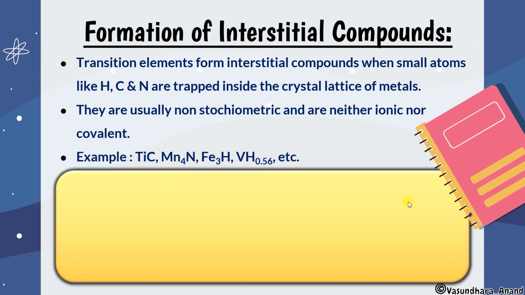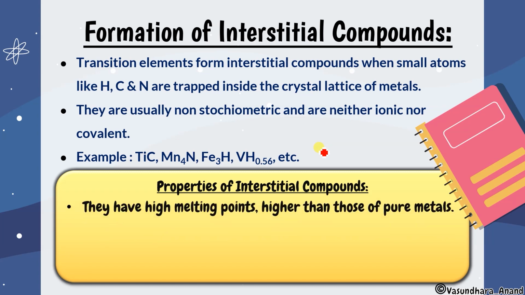Solid state. Examples: TiC, Mn4N, Fe3H, VH0.56. Here you can see that it's not completely one; we cannot write it as one. Here H is just 0.56. So that's why it is said to be non-stoichiometric. So these are the examples of what we call interstitial compounds.